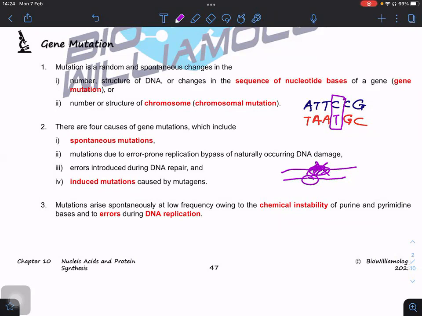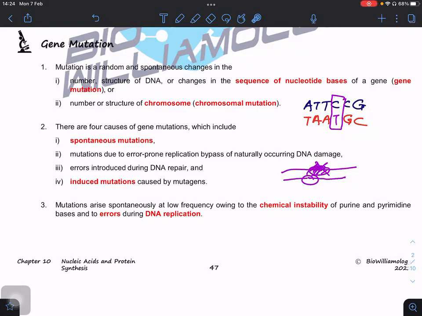Are you clear? Or error introduced during DNA repair. This is the funny part: the DNA repair mechanism should correct it and make it right. For example, just now we said that the C here should be repaired and become G, correct? But instead of making it G, from T it becomes, for example, C. Are you clear? Basically, it makes a double error.